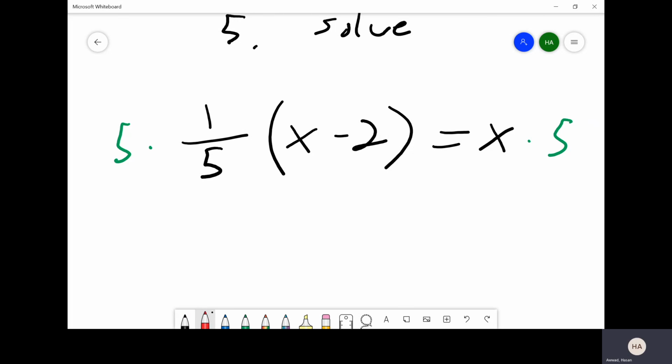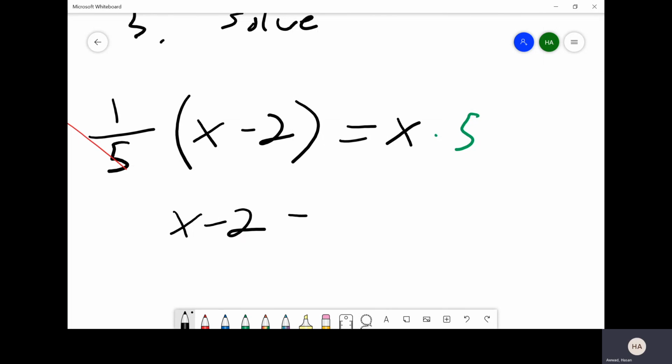Great. So what ends up happening? 5 times 1/5 is going to cancel, right? Because that's the same thing as 5 over 5, which is just 1. So on the left-hand side, I'm just left with x minus 2. On the right-hand side, 5 times x gives me 5x, right?